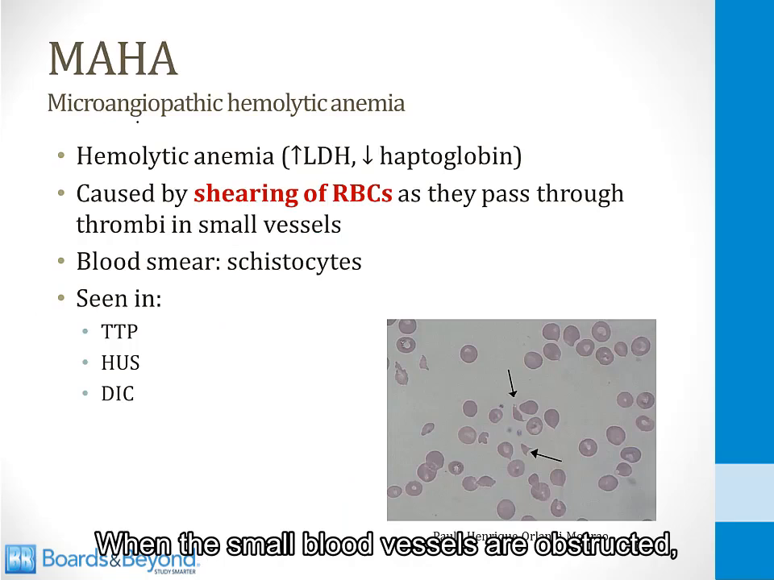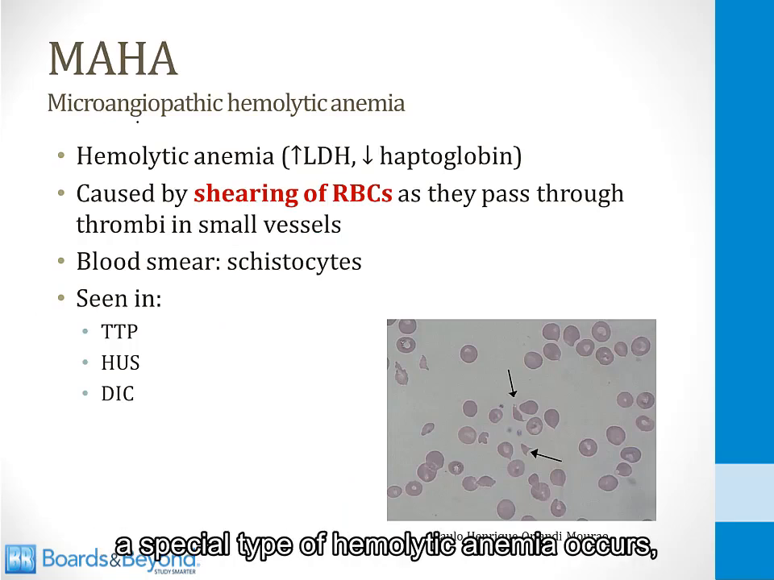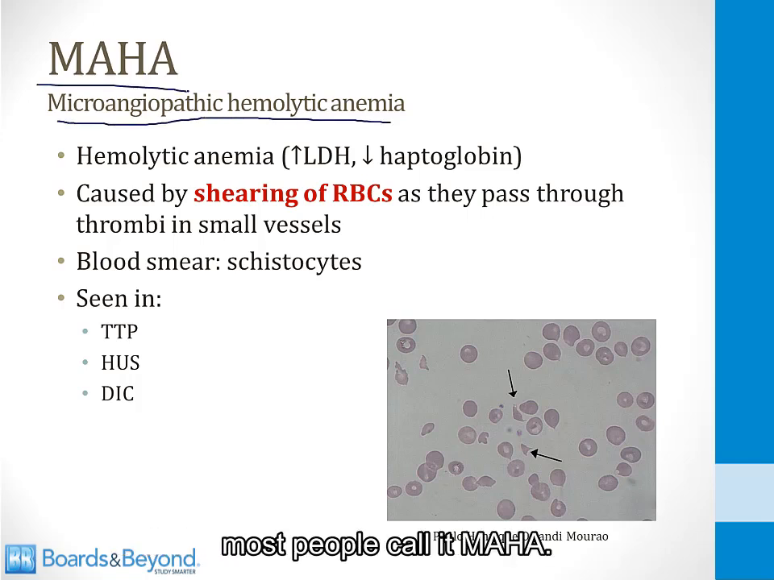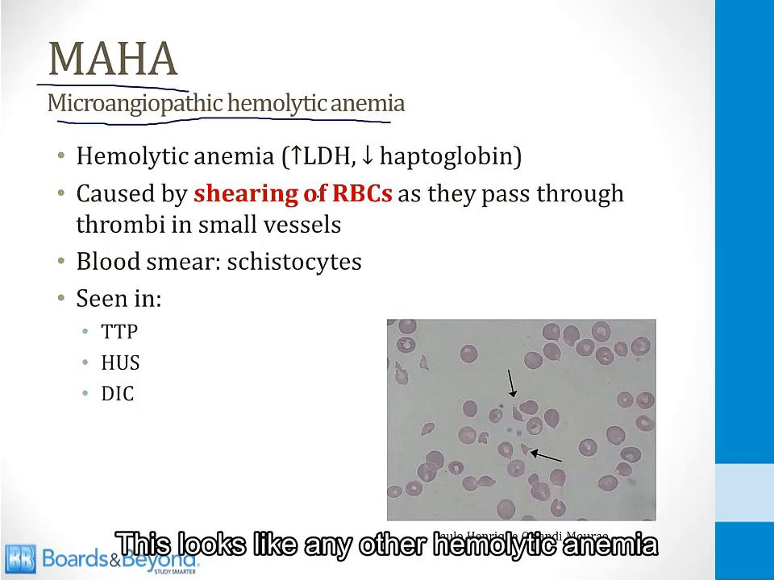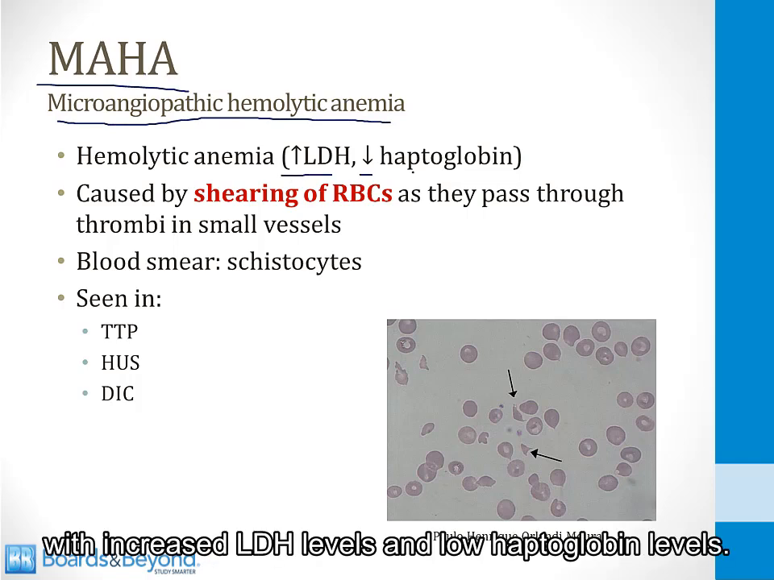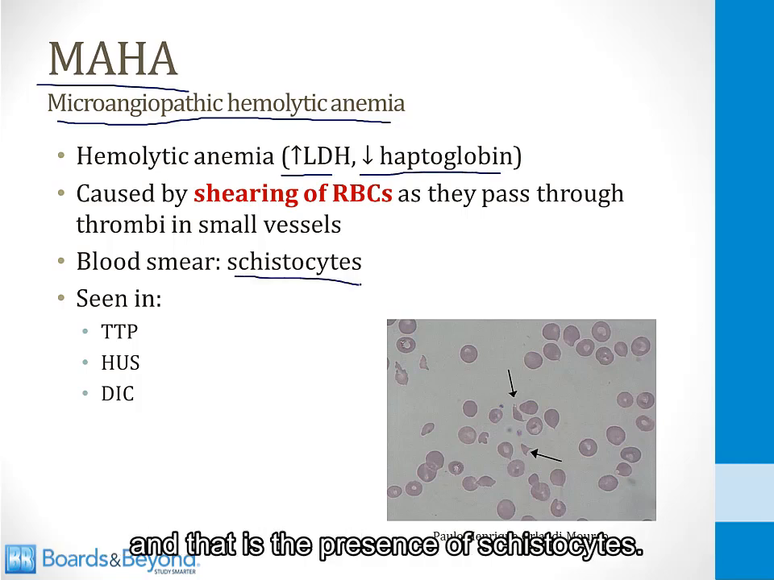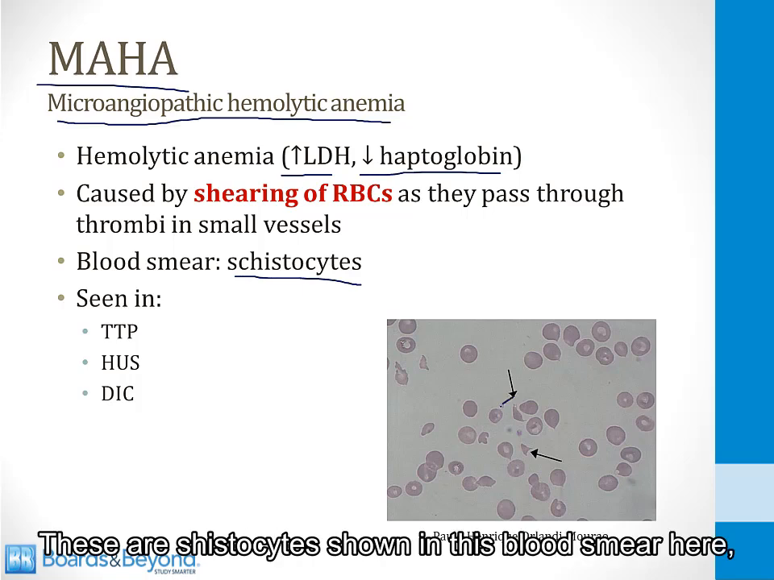When the small blood vessels are obstructed, a special type of hemolytic anemia occurs called microangiopathic hemolytic anemia. Most people call it MAHA. This looks like any other hemolytic anemia with increased LDH levels and low haptoglobin levels. However, there is one special feature, and that is the presence of schistocytes. These are schistocytes shown in this blood smear here.